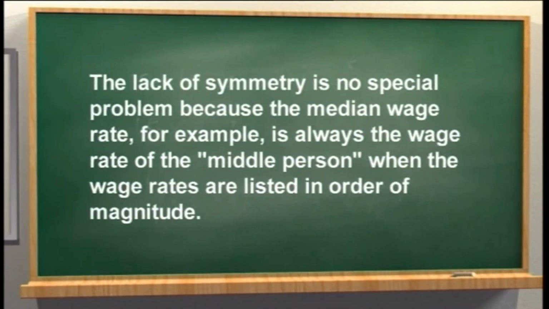The lack of symmetry is no special problem because the median wage rate, for example, is always the wage rate of the middle person when the wage rates are listed in order of magnitude.